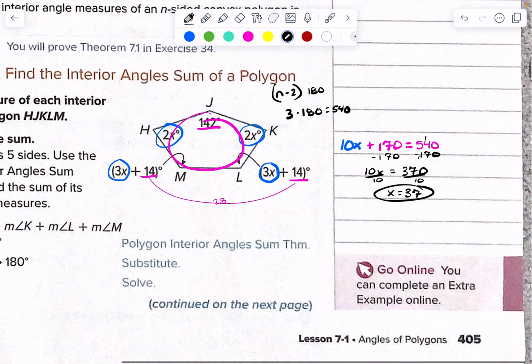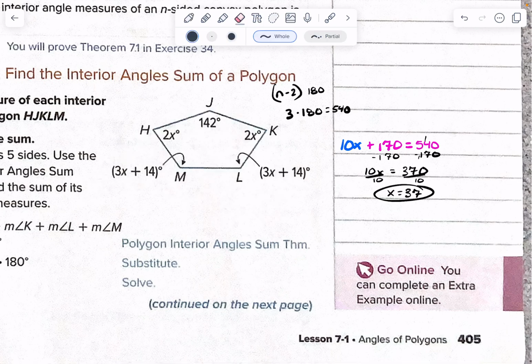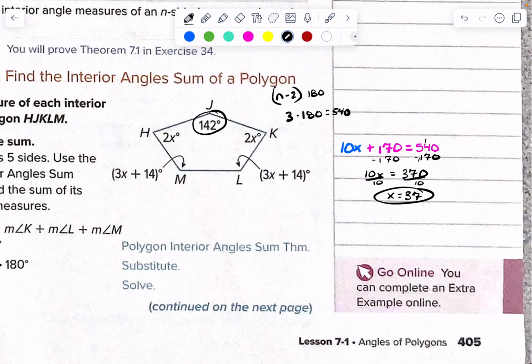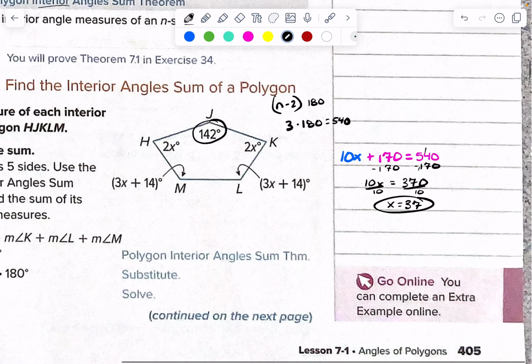All right, so I know that my top angle is going to be 142. I'm going to list these off to the side over here. 142 is one angle. Then 2x and 2x, if I take 37 and plug it in for x, I get 74 degrees. So I've got a 74-degree angle and another 74-degree angle.